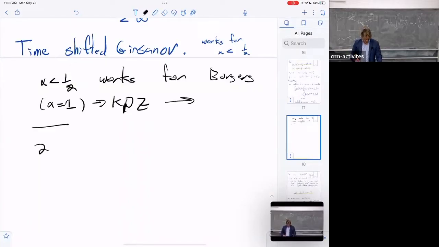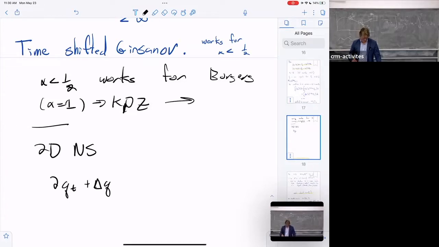If you think about two-dimensional Navier-Stokes, let me just write that in vorticity formulation. So q of t. I don't write omega. I'm sorry, everyone, you're just going to have to get over that. I can't bring myself to write it.